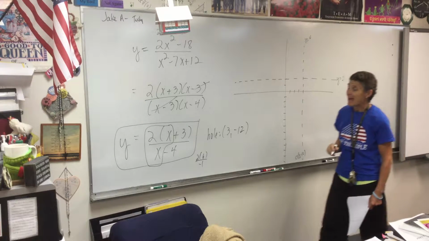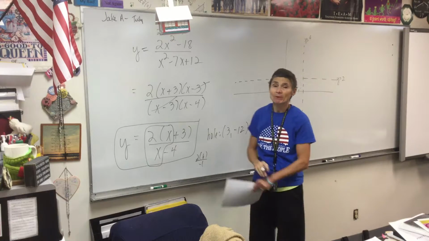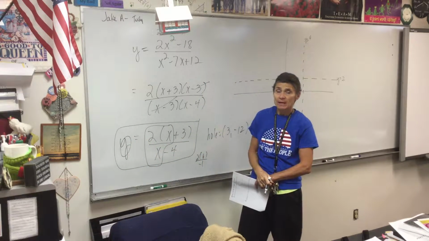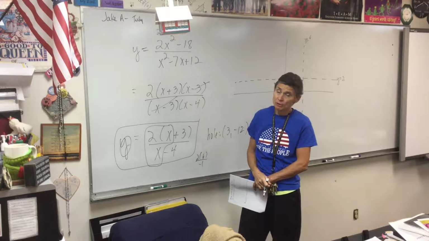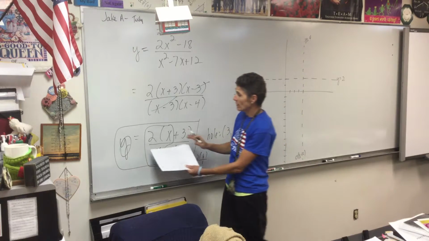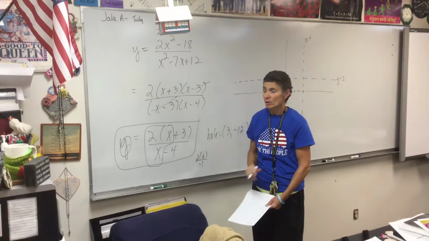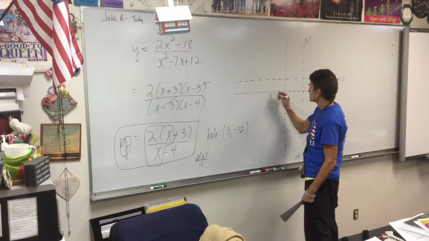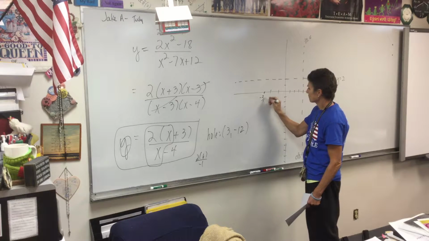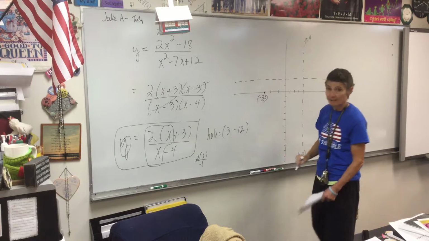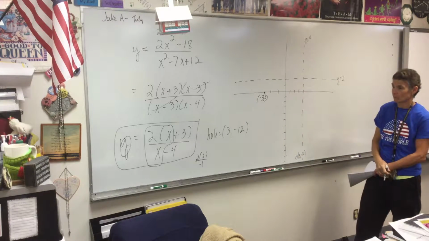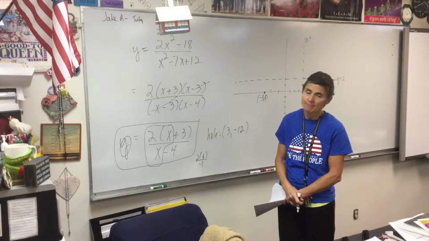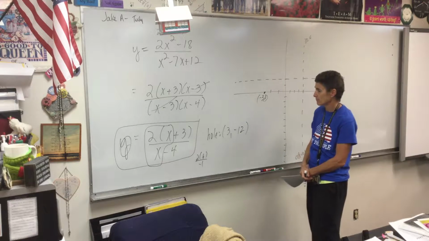I have an x-intercept. Now remember, x-intercepts happen when you let y be 0. And what you ultimately end up doing when you let y be 0 is solving the numerator. What would make this 0? Negative 3. So I'm going to have an x-intercept at negative 3. X-intercepts come from your numerator. Every time they come from your numerator.